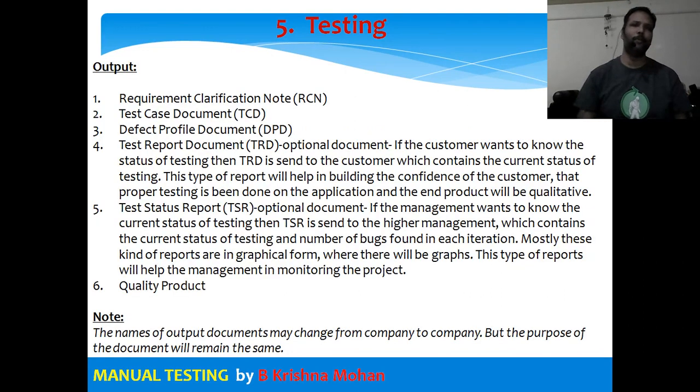Then what are the output documents? First is the requirement clarification note. Then one thing is missing here: the test scenario document. You add it. Okay, test scenario document, then test case document, then defect profile document. Then there are other documents such as the defect report document. Actually, this defect report document is optional.